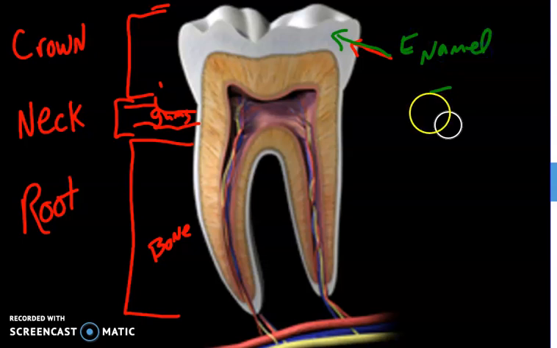Okay, enamel is a really hard substance. It's bone-like. Okay, this is not bone, and I'll show you why in just a second. It's calcium carbonate, calcium phosphate. There's different things in here, but this is enamel.